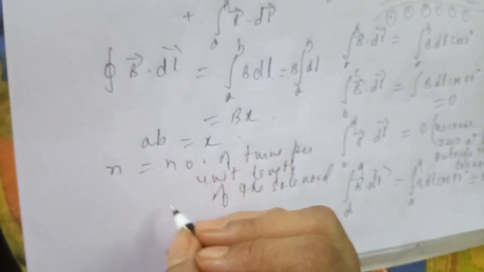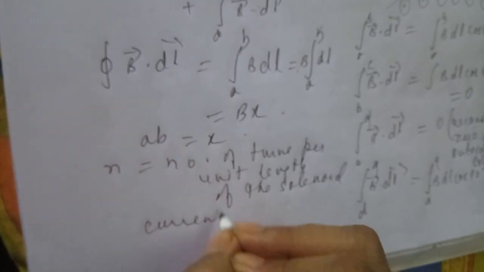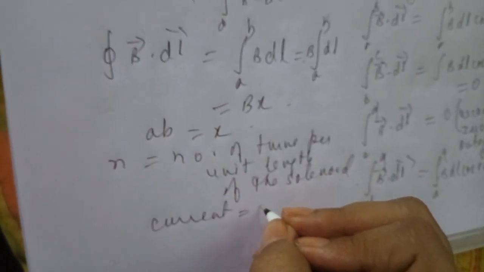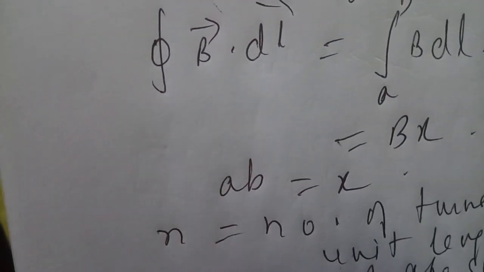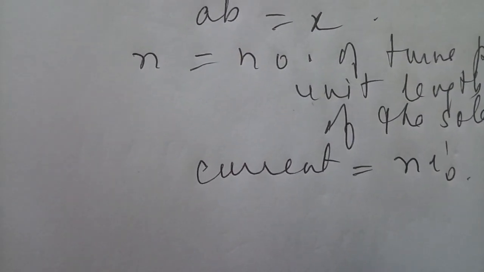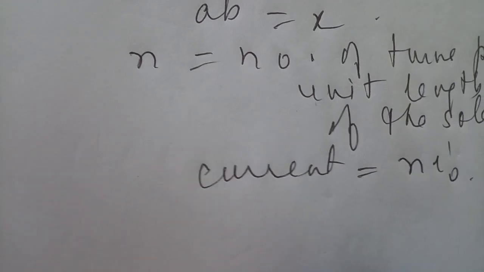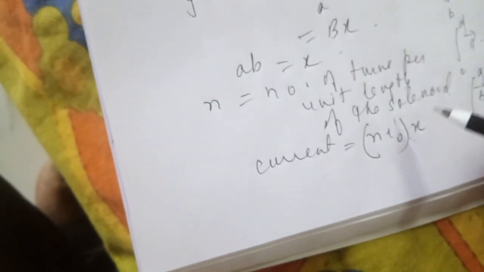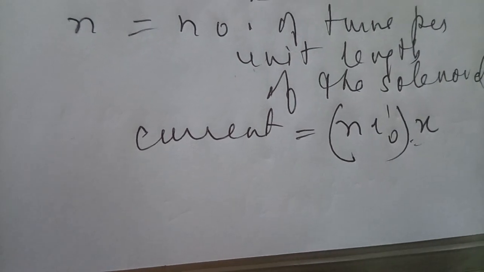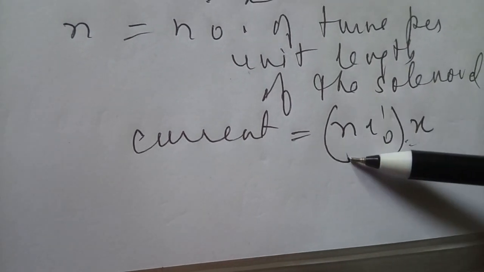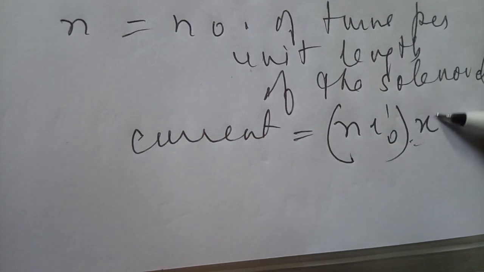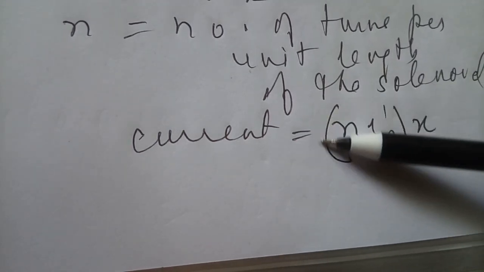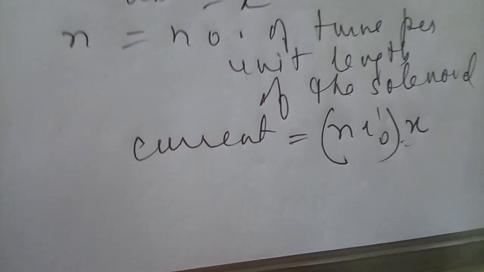In this case, the current will be I equals n I naught, where I naught is the current flowing through a part of it. If we consider the whole length, this will be multiplied by x, because we are taking the total current enclosed by the loop. We have taken n as the number of turns per unit length, so we multiply by x to get the total current. So let us substitute in this equation.